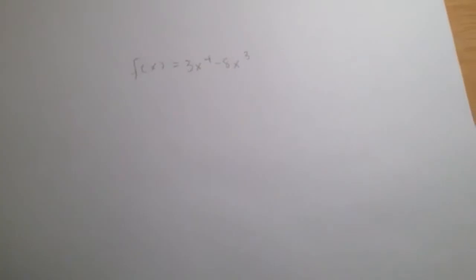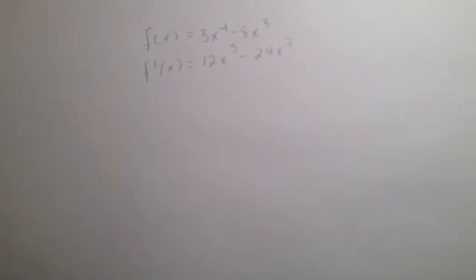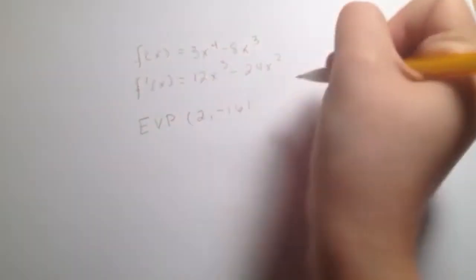Now that you've learned about extreme value points, you can learn about points of inflection, which I will be calling PI. A point of inflection is found from the second derivative of the original function. Our original function was f of x equals 3x to the fourth minus 8x cubed. In our EVP problem, we found the first derivative, f prime of x is 12x cubed minus 24x squared. And we found that the EVP was at the point 2, negative 16.